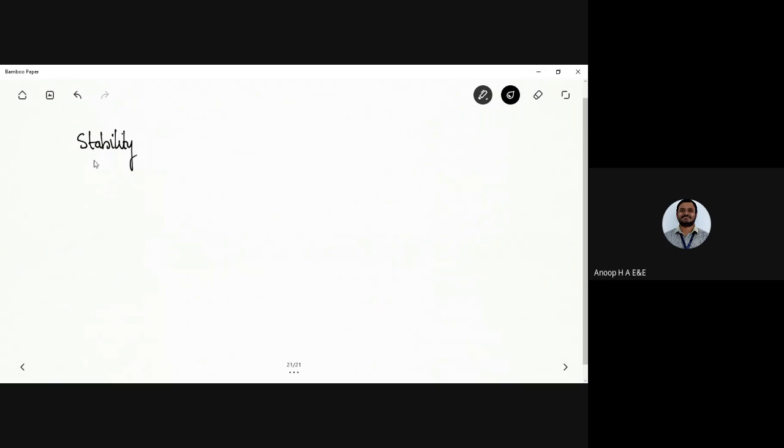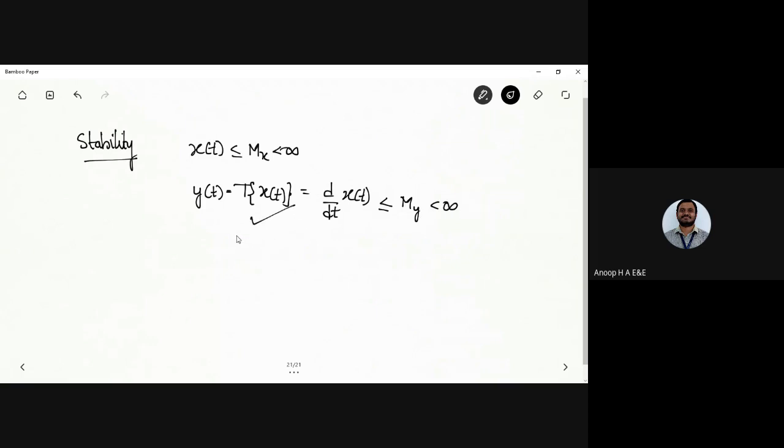So the stable nature of it will be like this: you have an input signal x of t, which is less than or equal to Mx, less than or equal to infinity, and I have y of t, which would be T operator on x of t, that is a differentiator operator d by dt of x of t. And I can say that it is less than or equal to My, less than or equal to infinity. So that is the reason we are going to call it a system which is stable in nature.